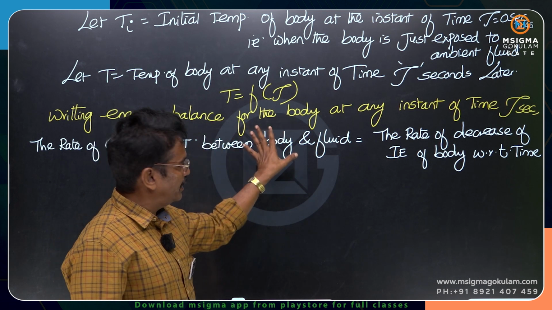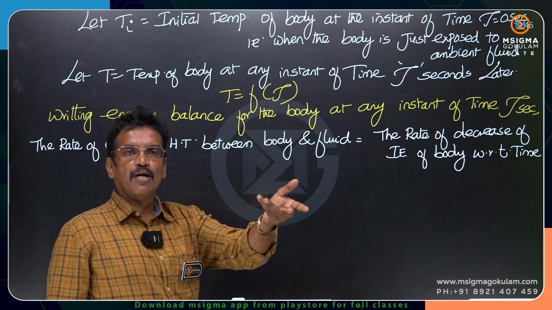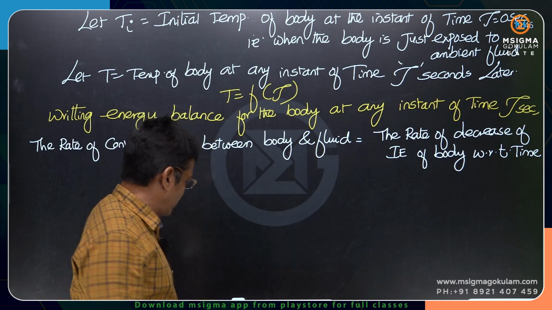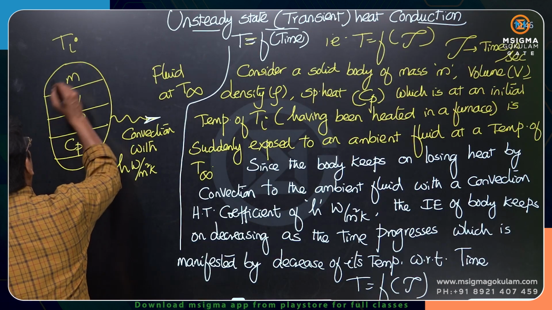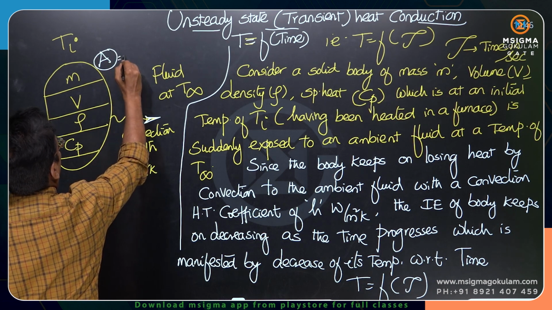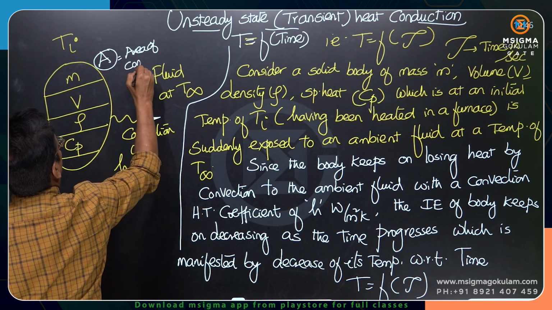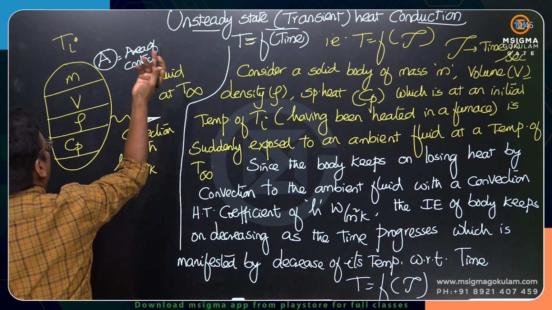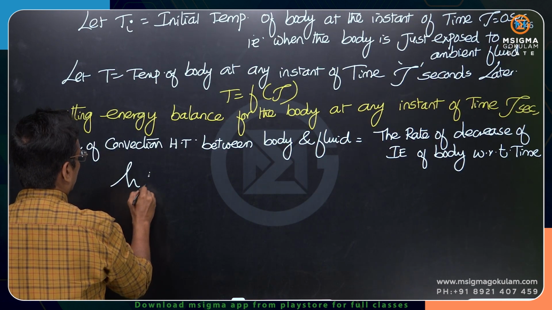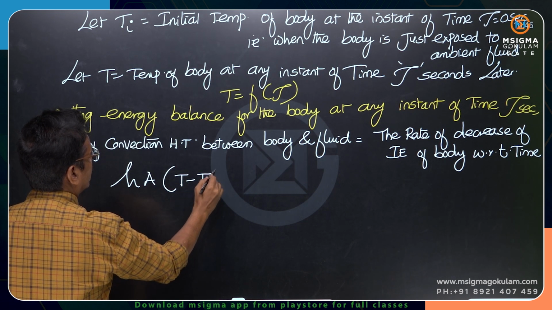But how do you calculate the convection heat transfer? Whenever you talk about convection, we always depend upon Newton's law of cooling. Q is equal to hAΔT. What is that? A is the convection area, or area of contact between the body and fluid. Wherever the body is in contact with the fluid, that is the area of convection. hA(T minus T infinity).